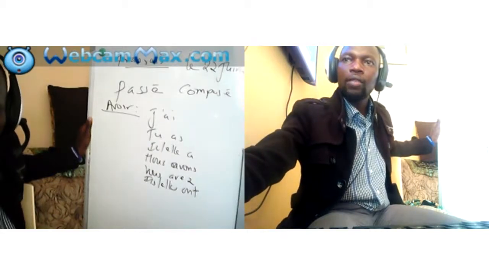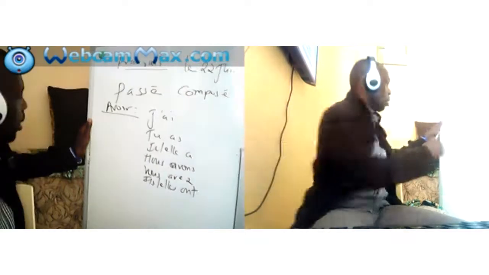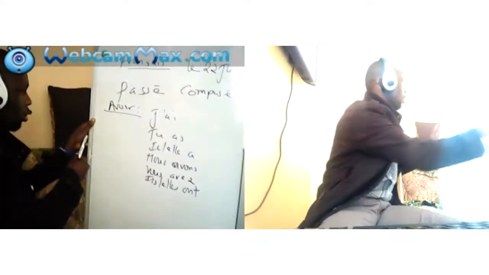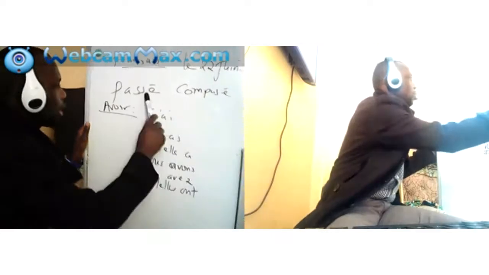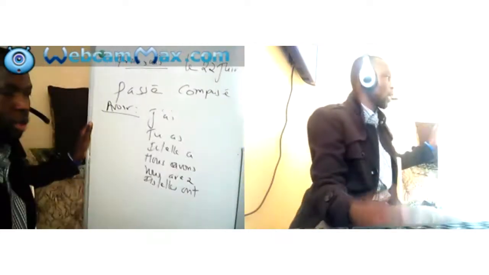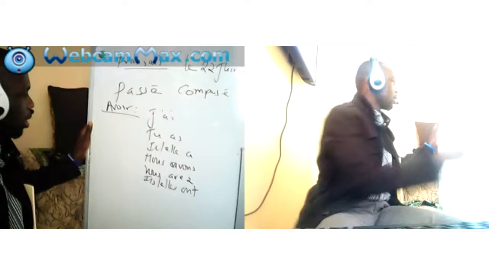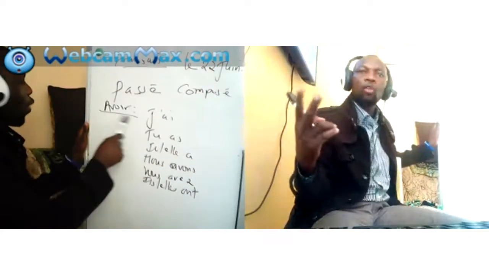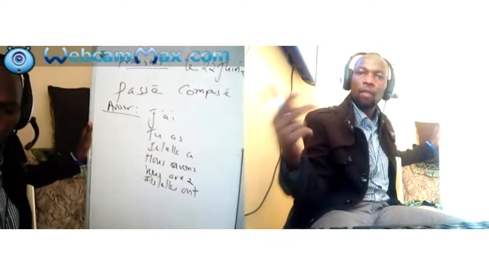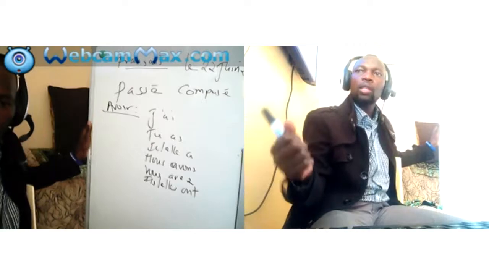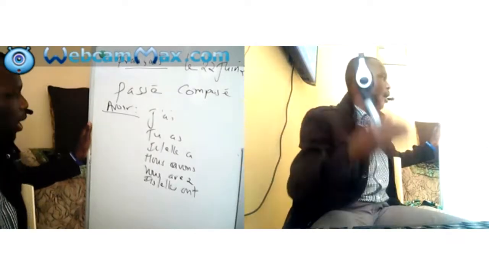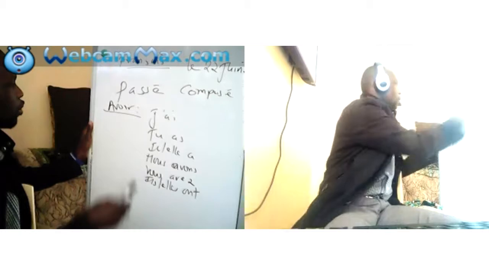So as I've said, I'm sharing this board with you. So we have the formation of the passé composé, a tense we use to express events or actions in the past, and they are complete. We have two ways of forming the passé composé: with the verb avoir, or with the verb to be. So far, we are using the verb to have to form the past tense.